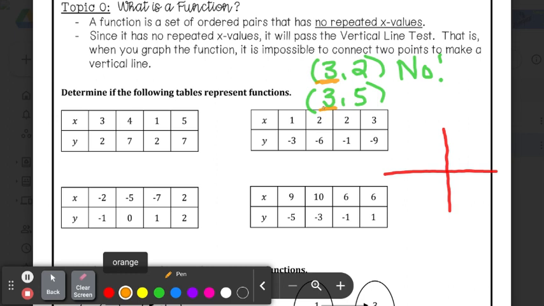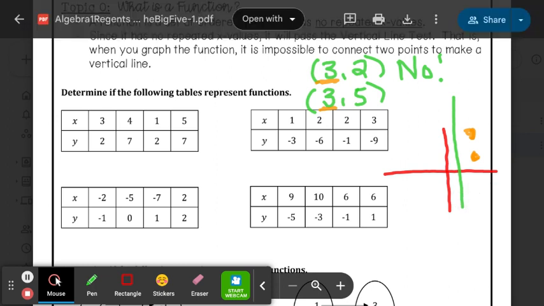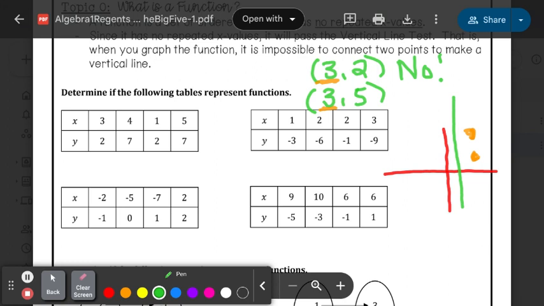So I'm just going to kind of plot these. Let's say that's the point (3, 2), and then we have the point (3, 5). If I draw a vertical line, let's see if it lets me move this. Nope, doesn't let me move it. It's not a smartboard. Here's a vertical line. It crosses these two points at the same time. So that means it's not a function.